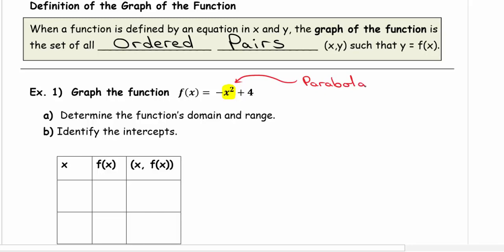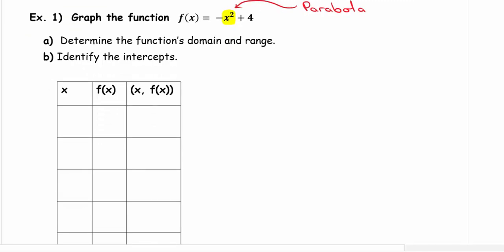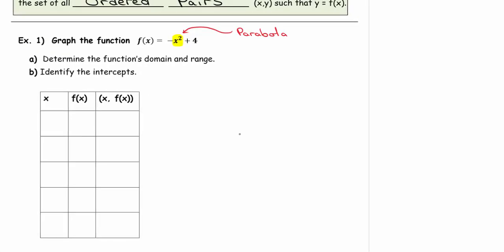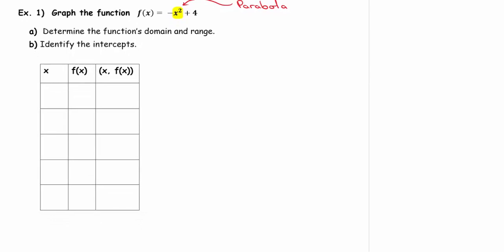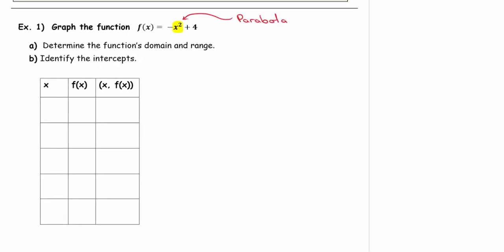So when I have a parabola, oftentimes there are certain values that I like to choose for my tables when I'm making a table of values. So for this particular function, I am going to choose what I like to call my go-to values. Those happen to be -2, -1, 0, 1, and 2. Let's go ahead and substitute those in and see what values we get.